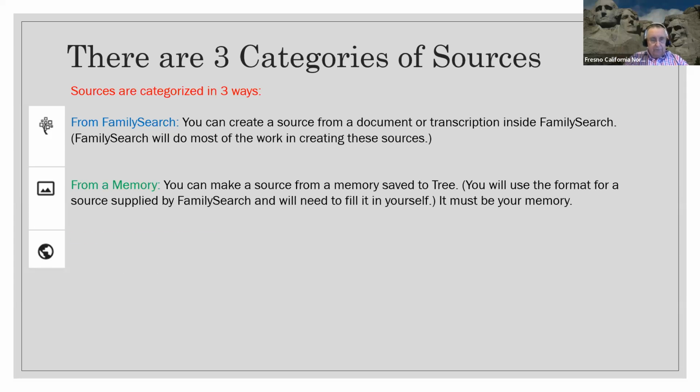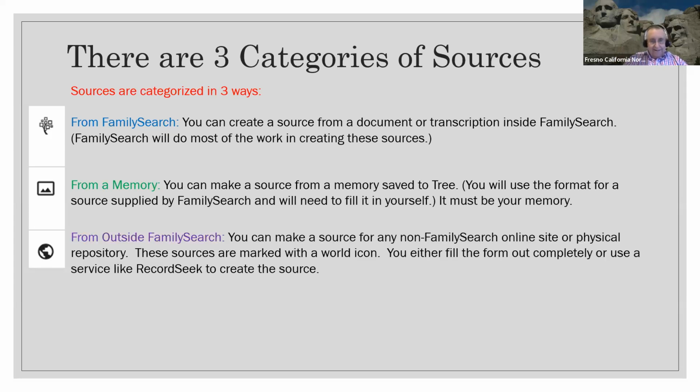Then the third type of source is for anything that's created from outside FamilySearch. And so it's going to show a world symbol, meaning it came from out in the world somewhere. And again, these are sources that you're probably going to have to make for yourself. You're going to have to make them up from scratch and fill in the boxes. The one exception is there is a neat little program called RecordSeek that can create a source, and we'll be talking about RecordSeek in a few minutes.